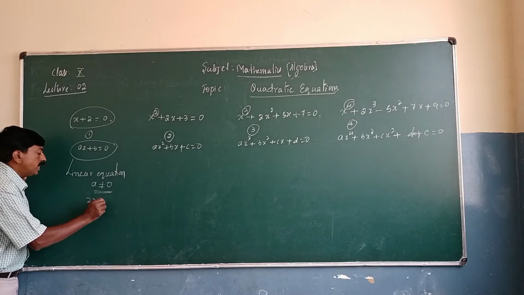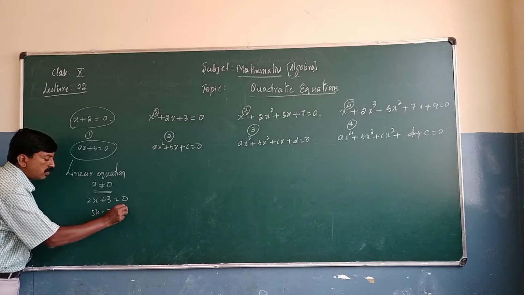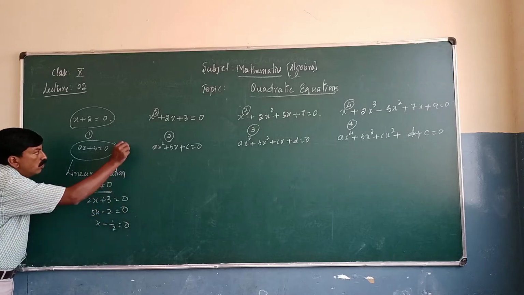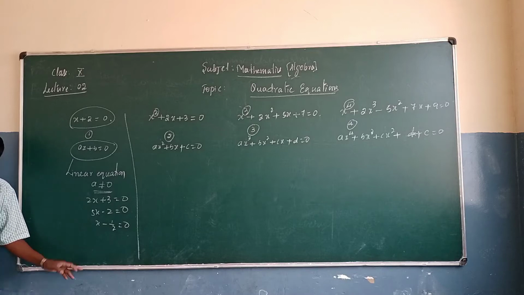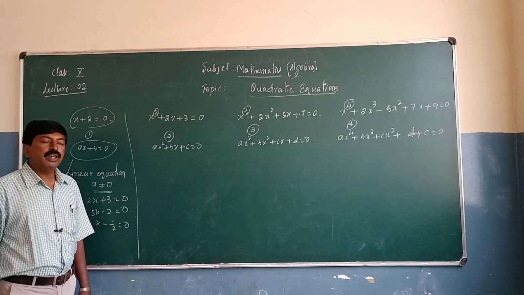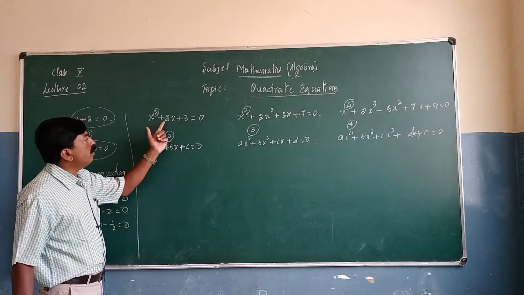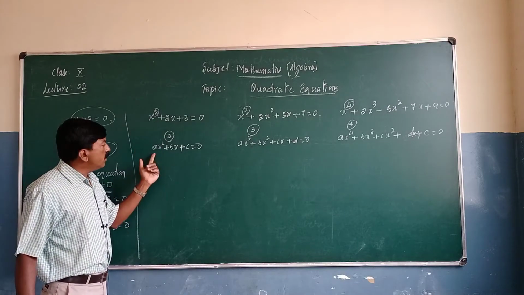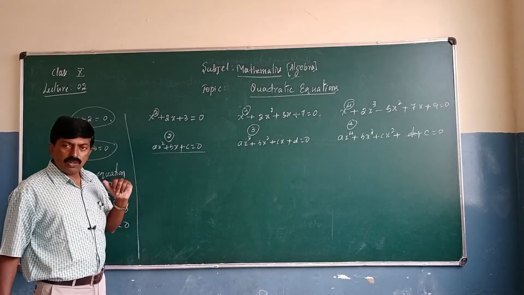That is, 2x plus 3 is equal to 0, 5x minus 2 is equal to 0, x minus 1 by 2 is equal to 0. All these are examples of linear equations. I think you are already well versed about linear equations. Let us come to another type of equation. x square plus 2x plus 3 is one example. Its highest degree is 2. The general form of this equation is ax square plus bx plus c is equal to 0.